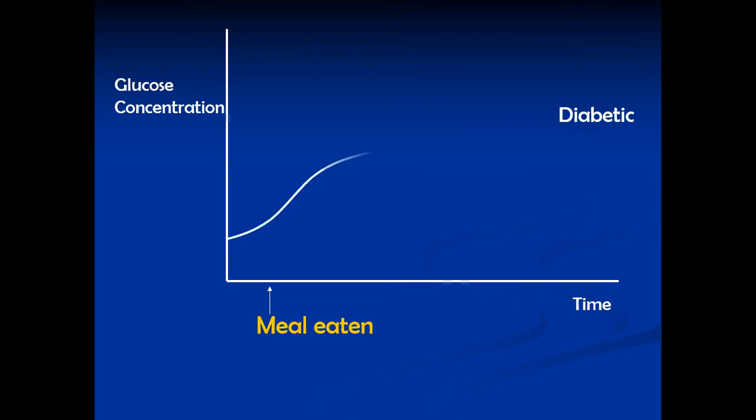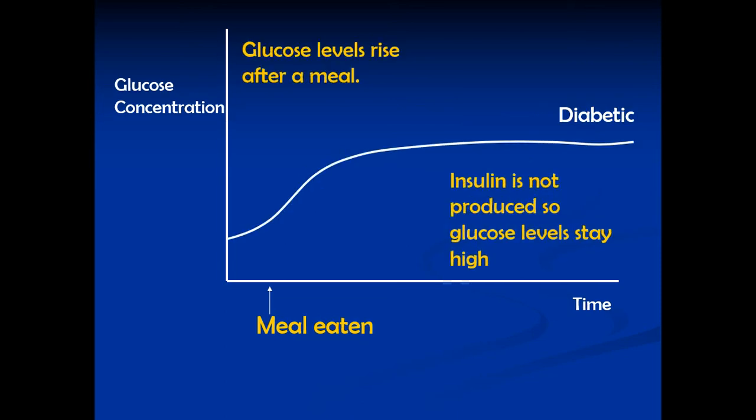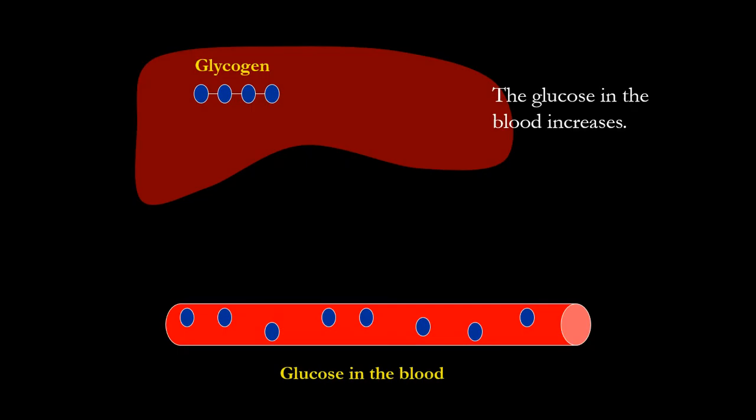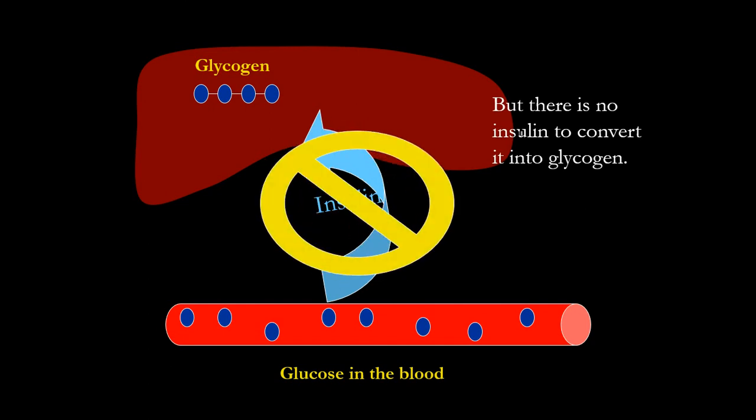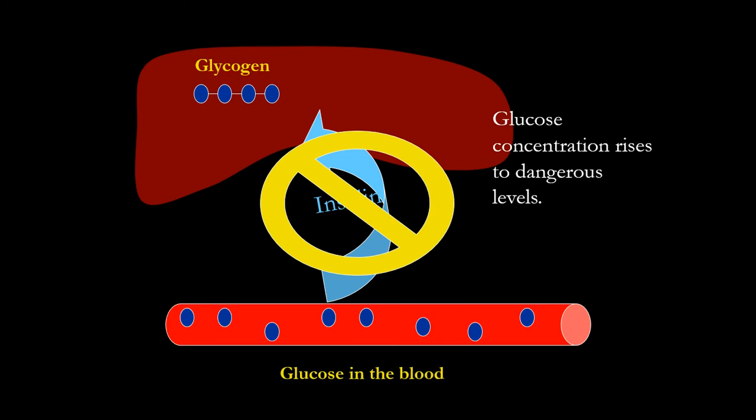But in a diabetic, when they eat a meal, the glucose levels rise, but there's no insulin produced by their pancreas, so those glucose levels stay very high. That causes damage to their organs. The glucose in the blood increases, but there's no insulin to convert it into glycogen. So the glucose just continues to build up in the bloodstream. This causes it to rise to dangerous levels.